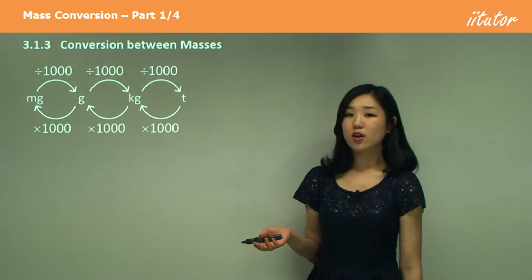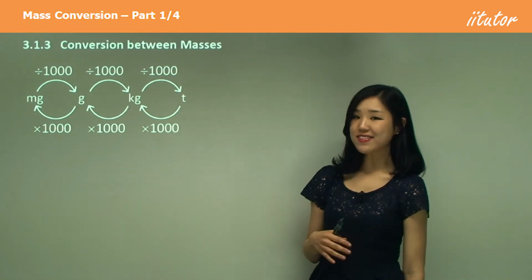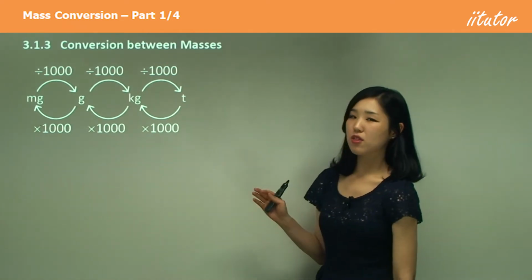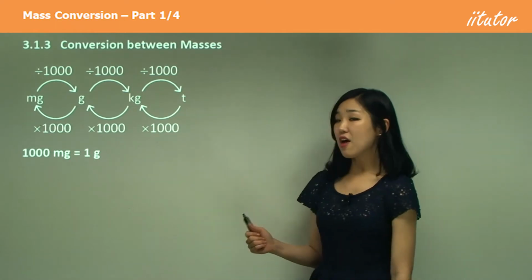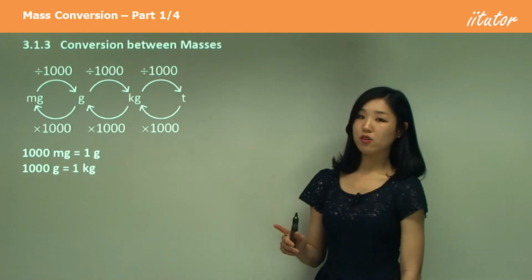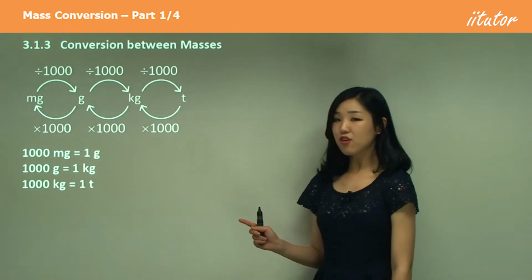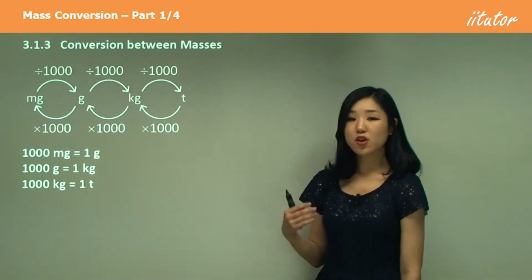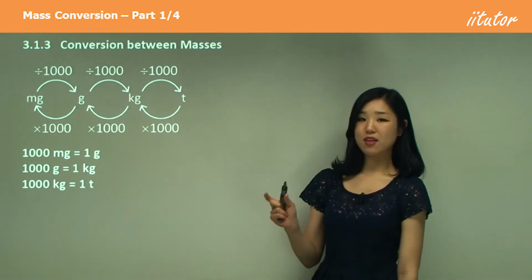This one is actually a lot easier than lengths. I'm going to start off with the little definitions. There's 1,000 milligrams in 1 gram. There's 1,000 grams in 1 kilogram. And there's 1,000 kilograms in 1 ton. So you can see that the conversion is always 1,000.